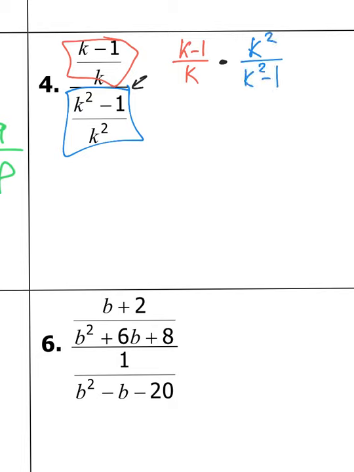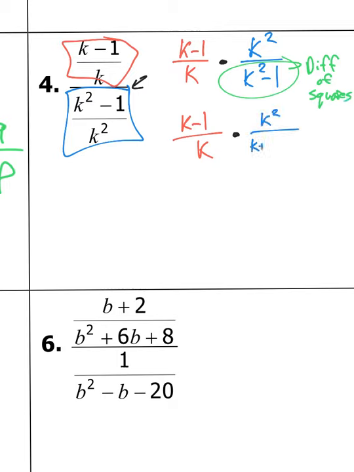Now again, next step, I'm going to look to factor. The first fraction can't factor, but the second one, I'm hoping, would be a difference of squares. So I'm left with k squared over k plus 1, k minus 1. Now that it's factored, I'm going to look and see what I can cancel out. K minus 1, a k, and a k. I'd be left with 1k up top, and that's it.